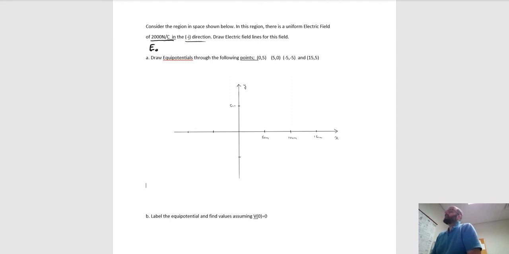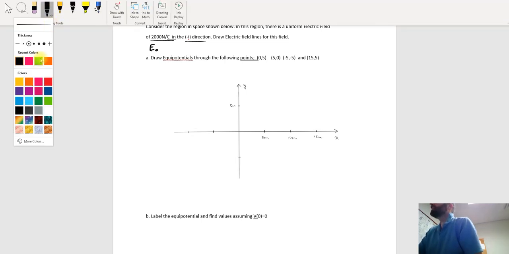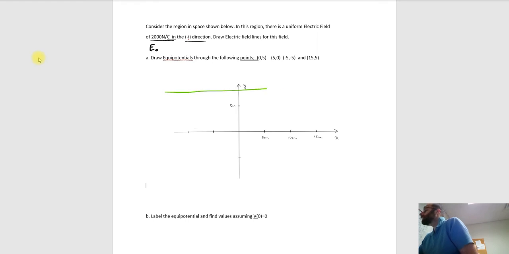A little reminder: electric field lines are ways of visualizing the electric fields. They are always tangent to the electric field vectors, and the spacing indicates field strength. What that means is, as the field lines get closer together, that means a stronger electric field, and as the field lines get further apart, that means a weaker electric field. Now here we have a uniform electric field, so when we draw the field lines, they should have equal spacing.